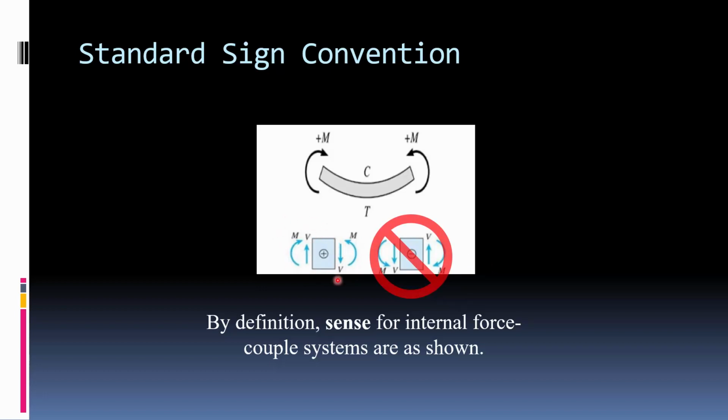So let's focus in on this. By definition, the sense for internal forces is that the smiley face is a positive moment, and a shear force on the left side that is up is positive, or on the right side down is positive. So those are the definitions. They're obviously arbitrary, you can have anything, but those are the definitions that we're going to use for shear forces and bending moments.